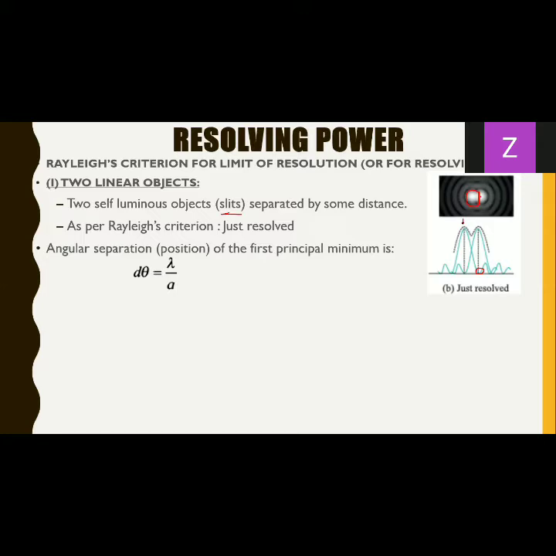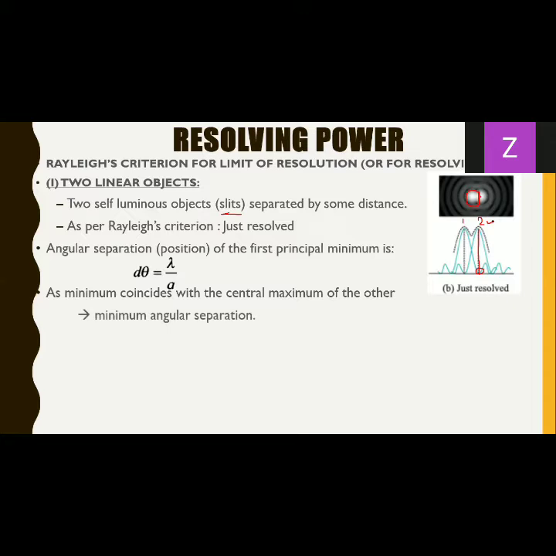Now, this is the minima of the first object. That minima coincides with the central maxima of the other. Once again, this is the first object, this is the second object. This is the minima of the first object here. It's coinciding with this central maxima, of whom? Of the second. Since the minima is coinciding with the central maxima, what we have is the minimum angular separation.